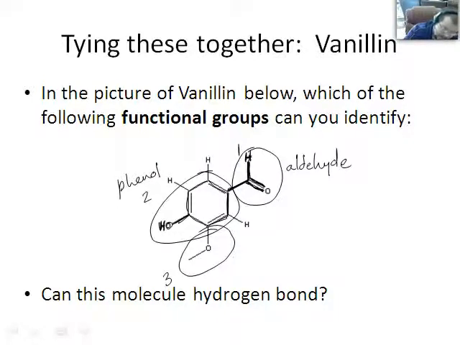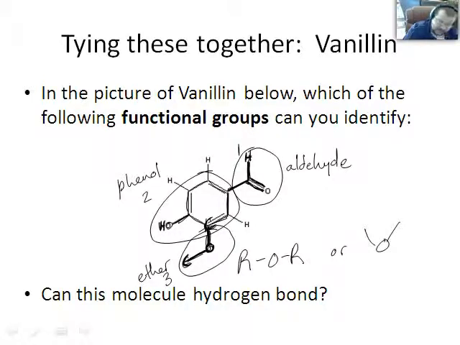And finally, number 3 is a carbon directly connected to an oxygen, directly connected to a carbon, and they're all in one line. It's ROR, or if we think back, the Easter Bunny, or the ether bunny, so we would call this an ether functional group.